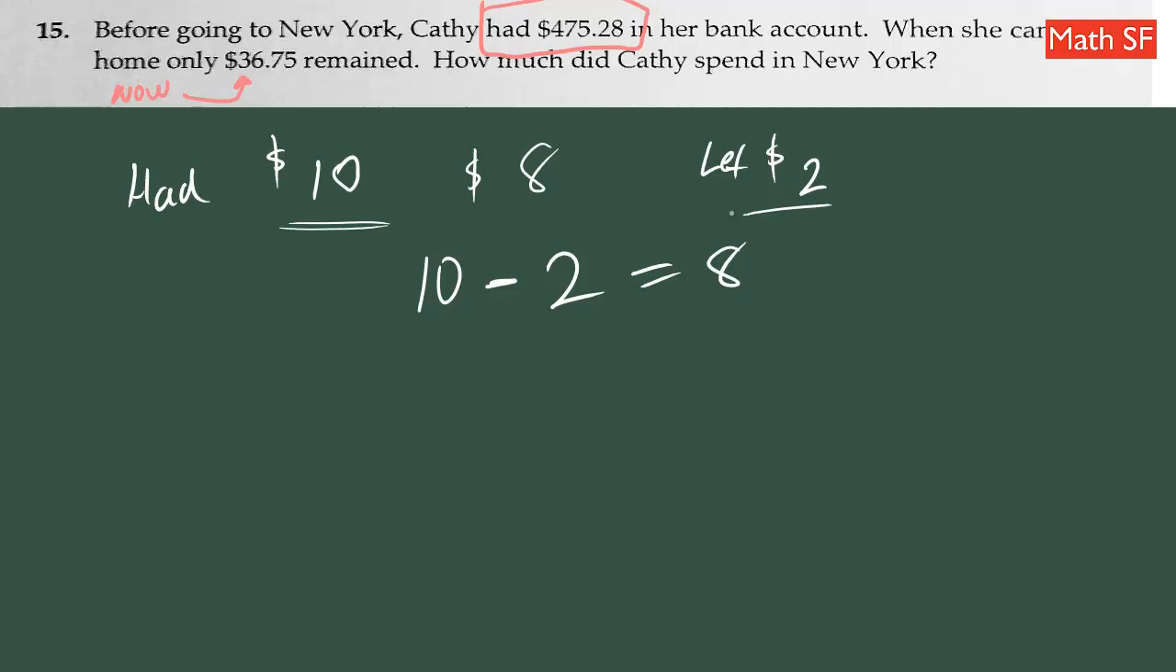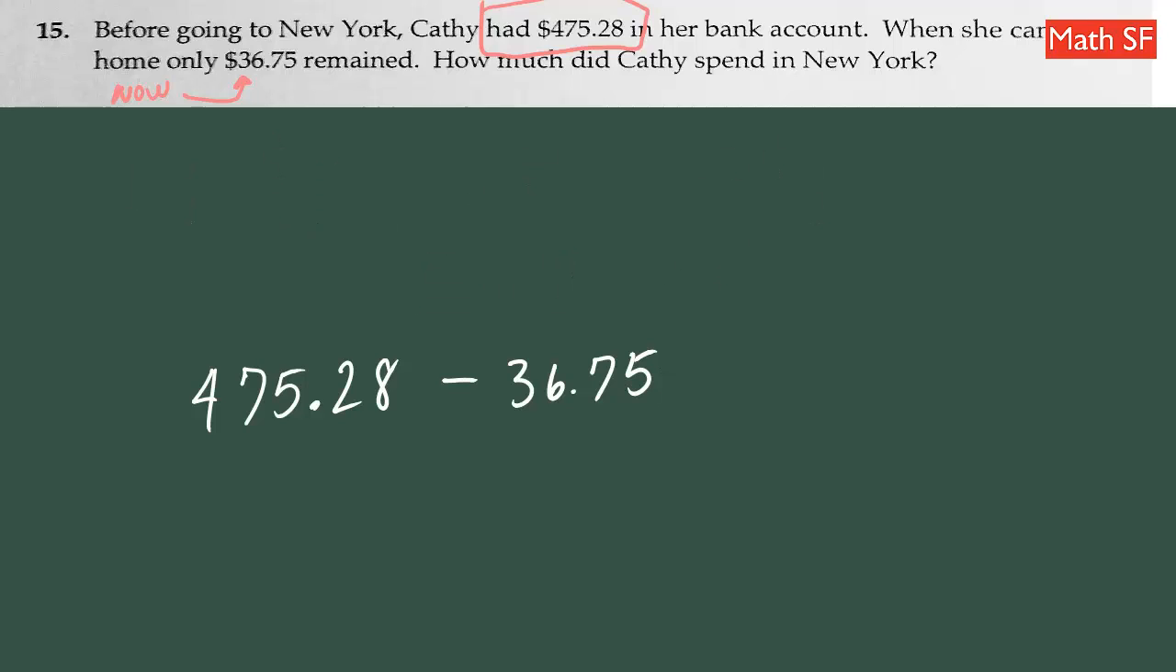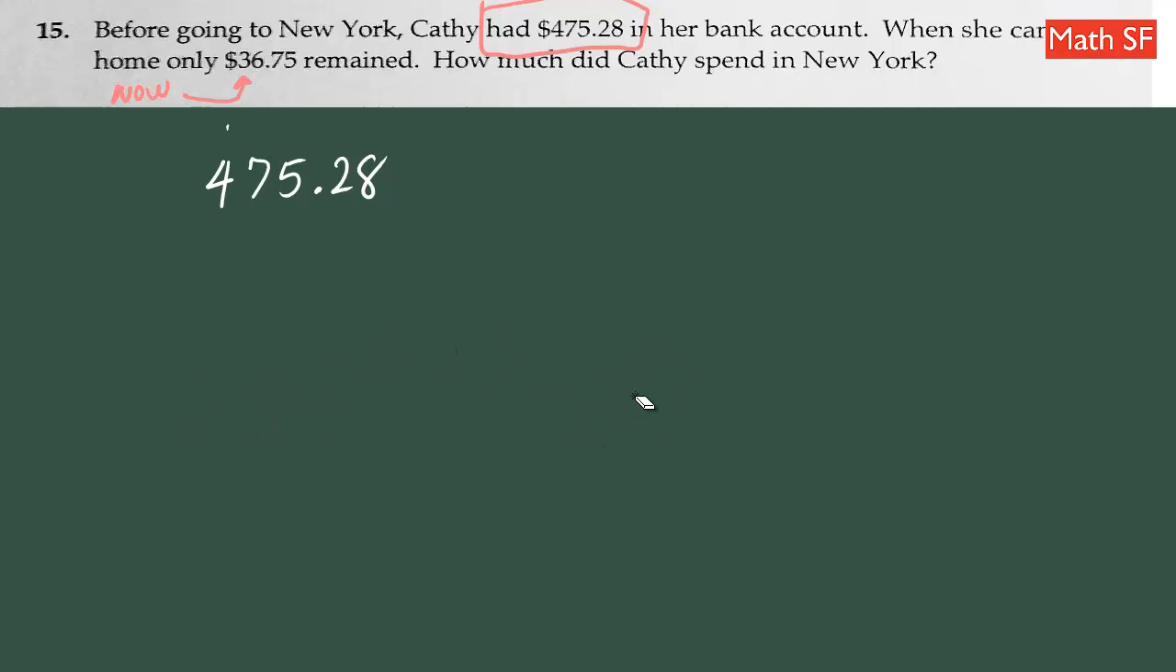We're going to have 475.28, the money that she used to have in her account, and we're going to subtract 36.75 just to find out how much money she spent. So we have to do this subtraction problem here. Now let's align this one. It's going to be 475.28. Now we're going to subtract the money that she came home with. The remainder is 36.75. So let's subtract.